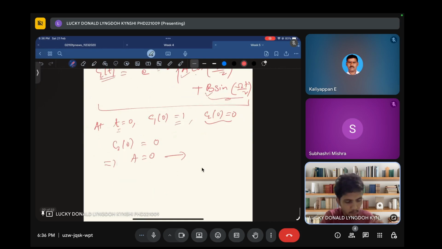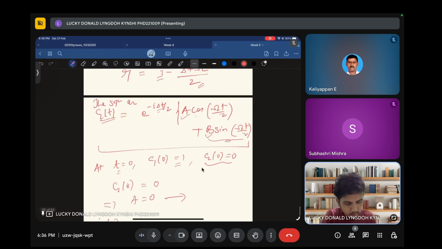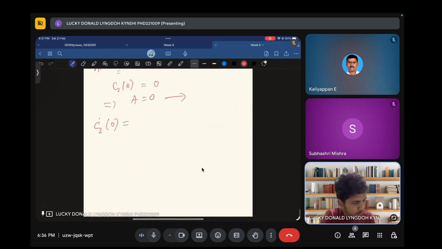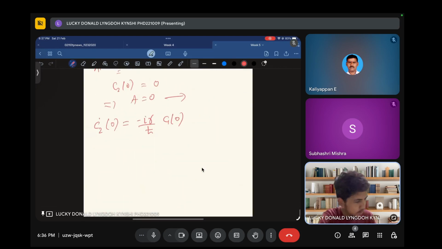Okay. Now what is another boundary condition? C2 dot of 0. What happened to C2 dot? That means you just again differentiate this one. C2 dot is also equal to 0. C2 dot, which is equal to minus of i gamma by h cross C1 of 0. So that is also, you differentiate C1 of 0.